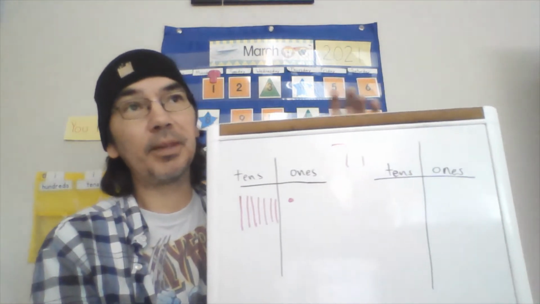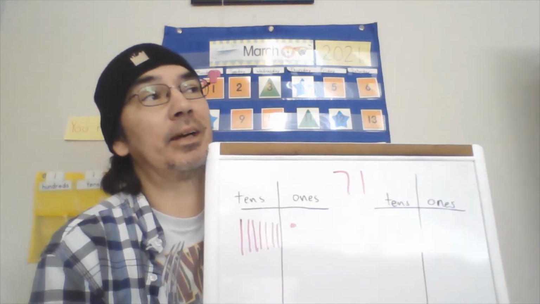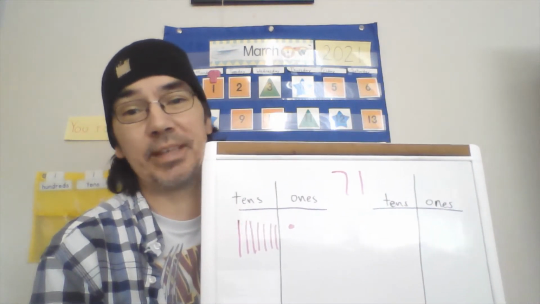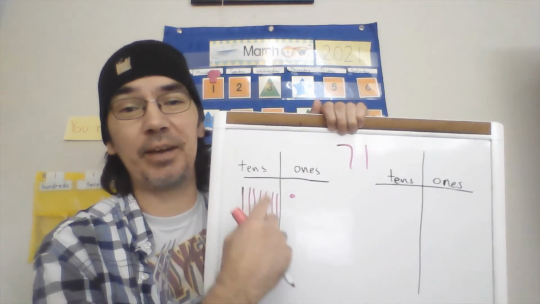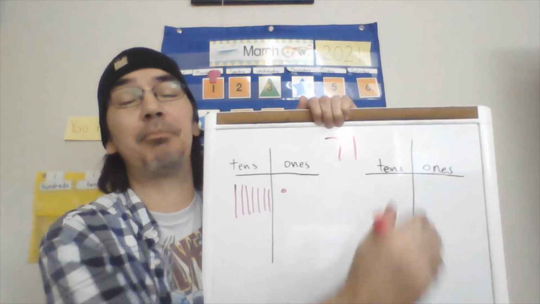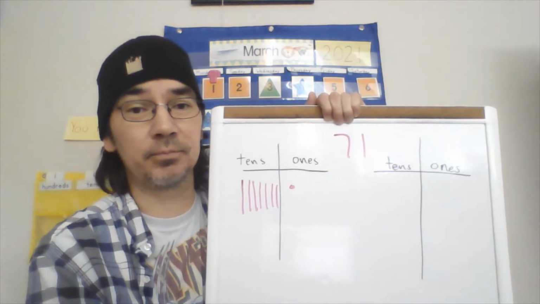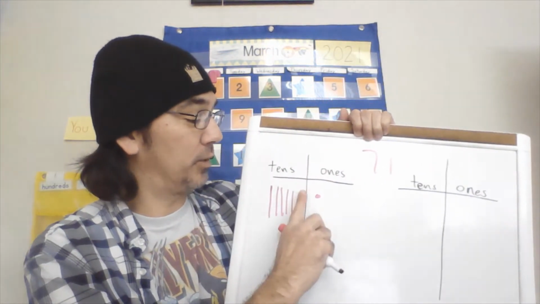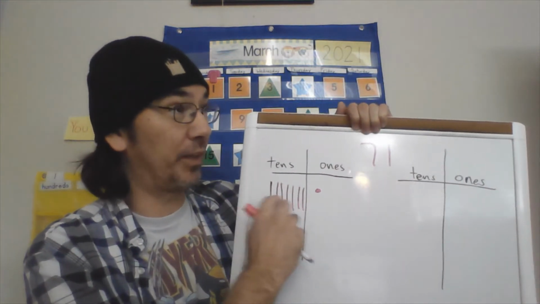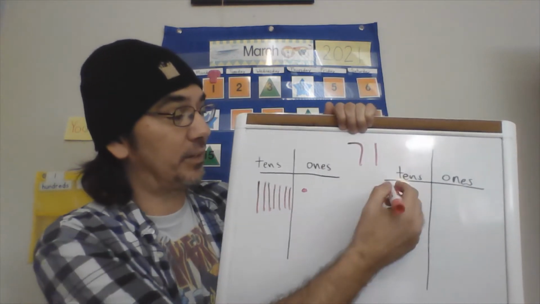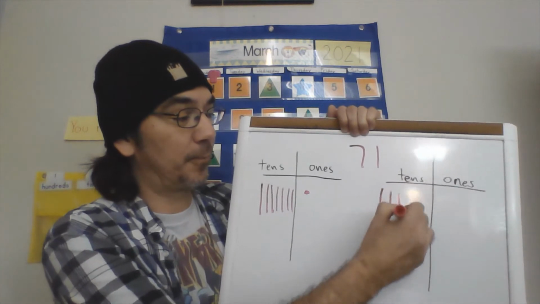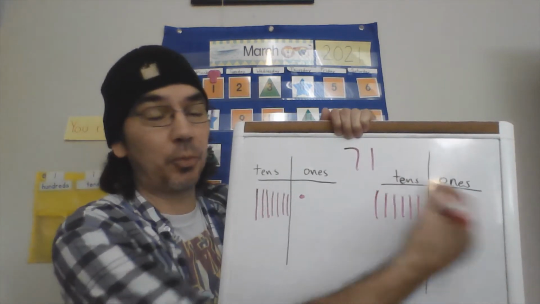71. Now, looking at how we're going to draw it another way, we're going to do the same thing we did before. What we're going to do is take one of the 10s that we have here and break it up and put it back into the ones column. So if I took one of the 10s away from here, I would only have 1, 2, 3, 4, 5, 6. Now I have 6 10s because I took one over here.